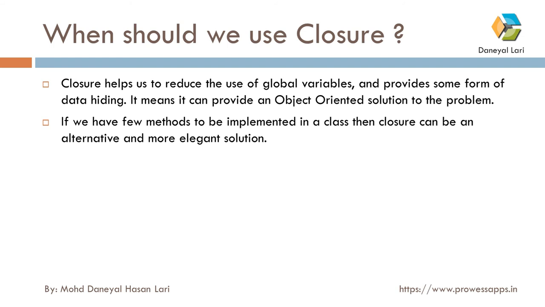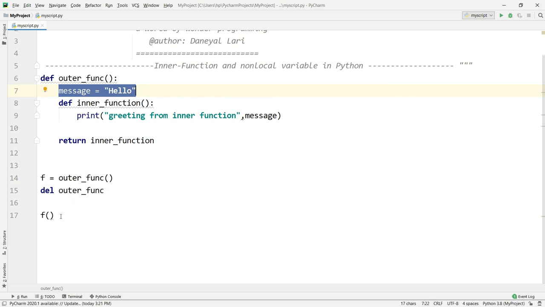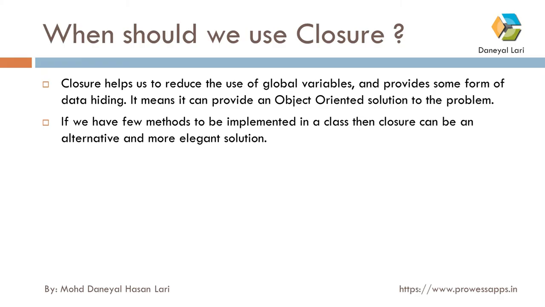Now the question is, when should we use the closure? Closures help us to reduce the use of global variables, as we have already seen in functions, and provide some form of data hiding. Data hiding means, just look here, this message variable is now hidden and we are accessing it through the inner function. It means it can provide an object-oriented solution to the problem. We'll see what object-oriented is, but since I'm discussing closure, these points should be remembered.